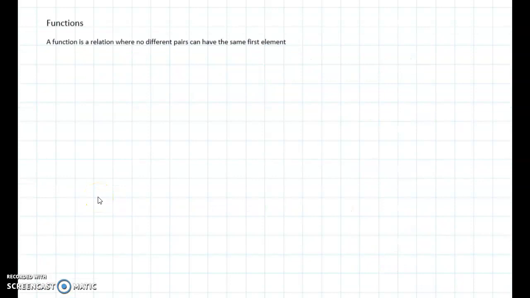I wrote over here the definition. A function is a relation where no different pairs can have the same first element. And I'm going to give 3 more examples. And those examples come from things that you have studied before. So we are going to look at lines. So the first example we are going to consider, and now we are also reviewing some notation that we know, and that is actually called function notation.